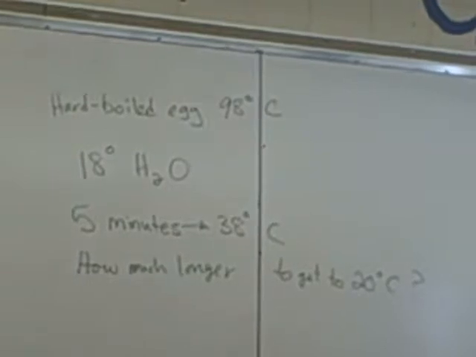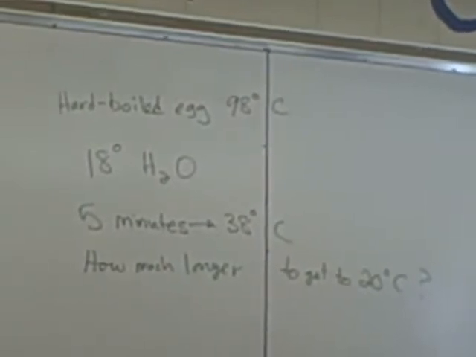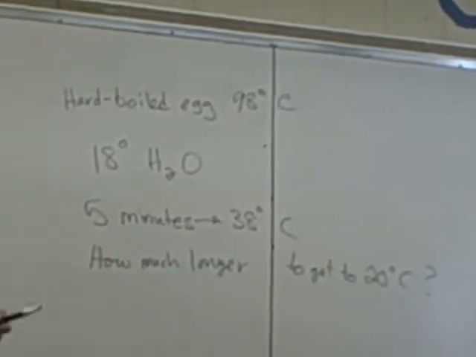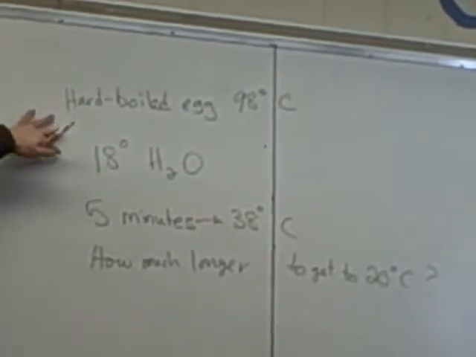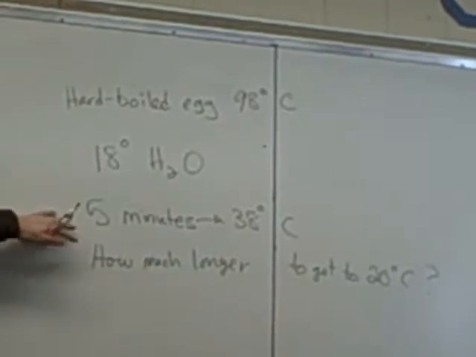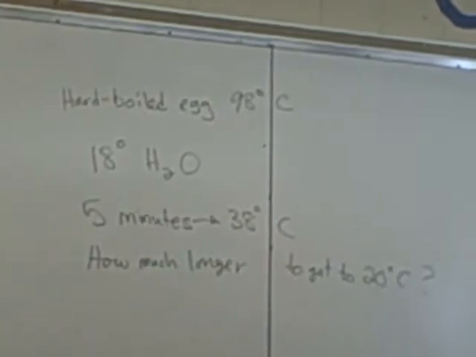Okay, so a 90 degree egg, put it under 18-degree water temperature, so running water on until it cools. In 5 minutes, it's 38 degrees. How much longer to get to 20 degrees?